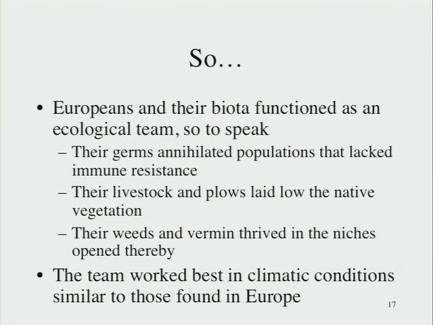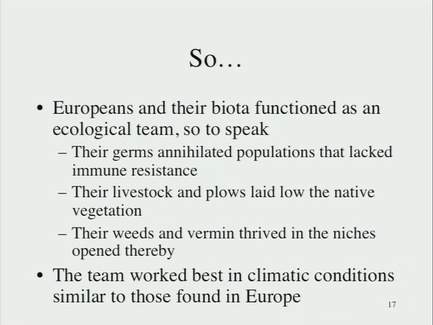So we might sum this up as Europeans and their biota functioned as an ecological team. Their germs annihilated populations that lacked immune resistance. When the Europeans showed up in the Americas, something on the order of 90% of the native populations died of diseases that Europeans brought with them. Diseases like smallpox. Just massive, massive. It's not decimation. Decimation would be 1 in 10. This is 9 in 10 died, roughly.